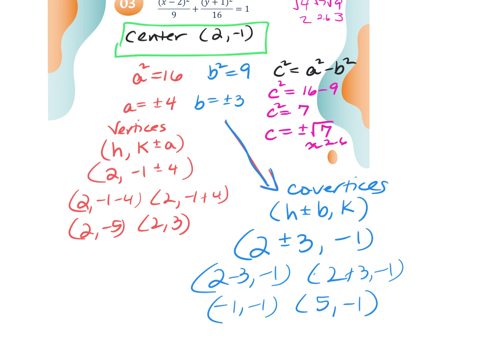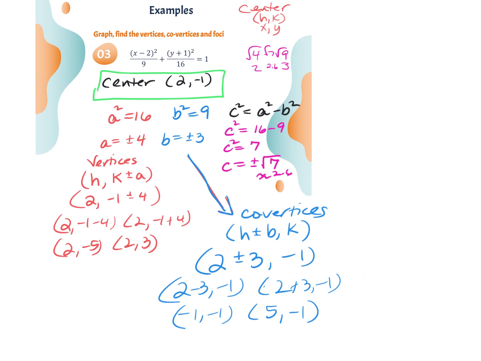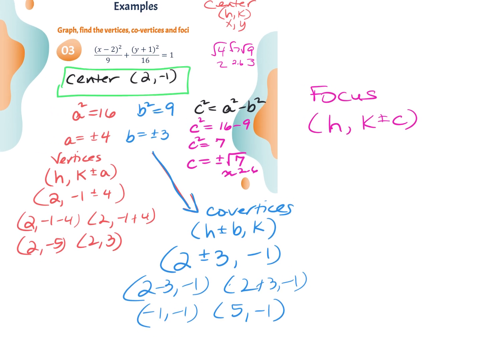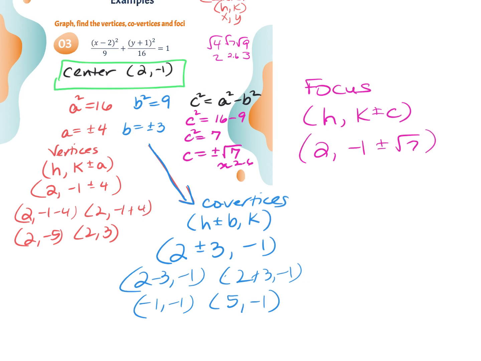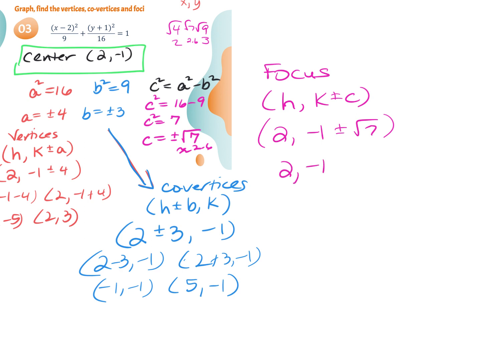Now we need to find the focus points. And we're going to be adding C to the same thing we did for the vertices. So we're going to add it to the K. So for the focus, H, comma, K plus or minus C. And I'm just going to leave it in radical form. So again, remember your H here was 2, negative 1 plus or minus root 7. So the two focus points, 2, comma, negative 1 minus the square root of 7, and 2, comma, negative 1 plus the square root of 7, are the two focus points.